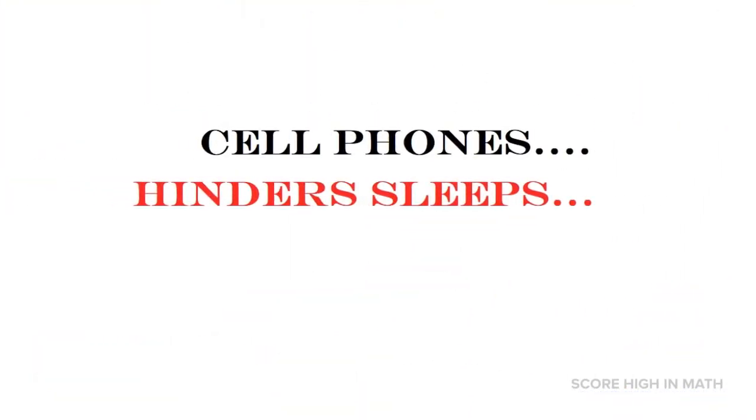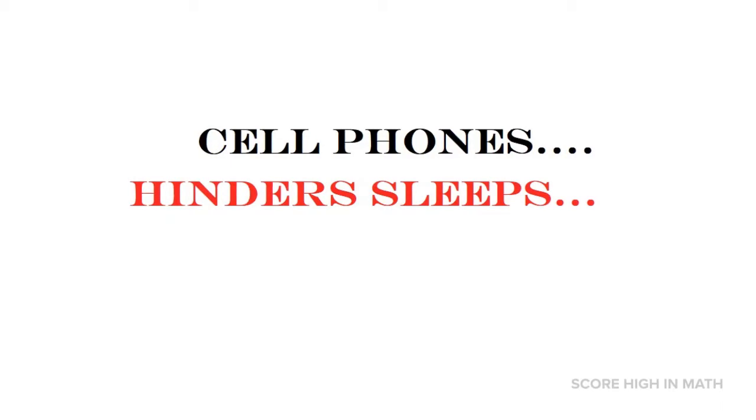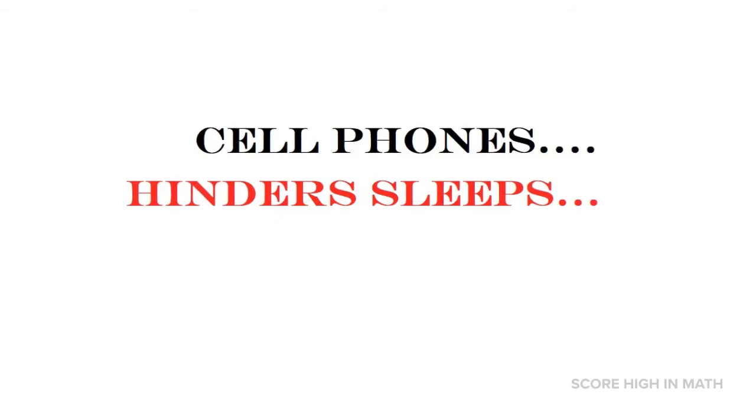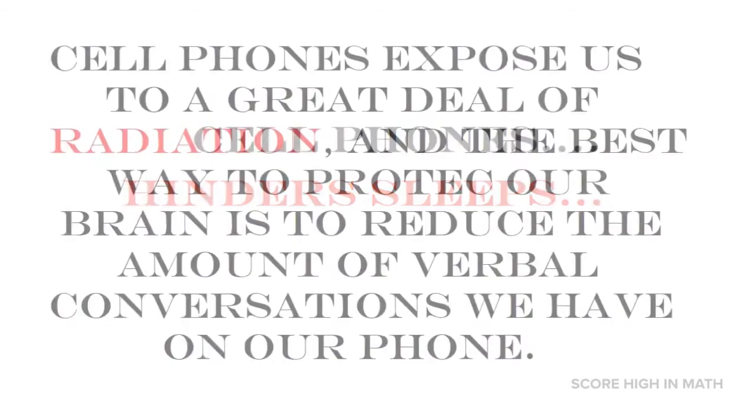Now guys, let us continue our discussion regarding mobile phones. Do you know that it also hinders sleep? The blue light emitted by screens on cell phones restrains the production of melatonin. This melatonin is the hormone that controls your sleep. Reducing the melatonin makes it harder to fall and stay asleep.